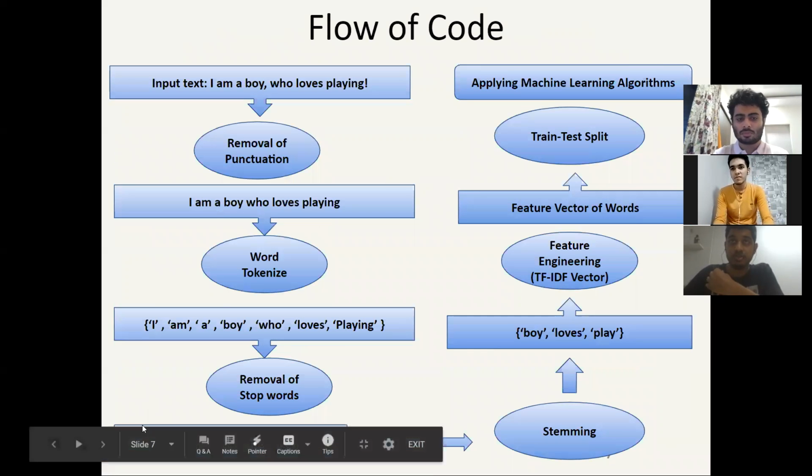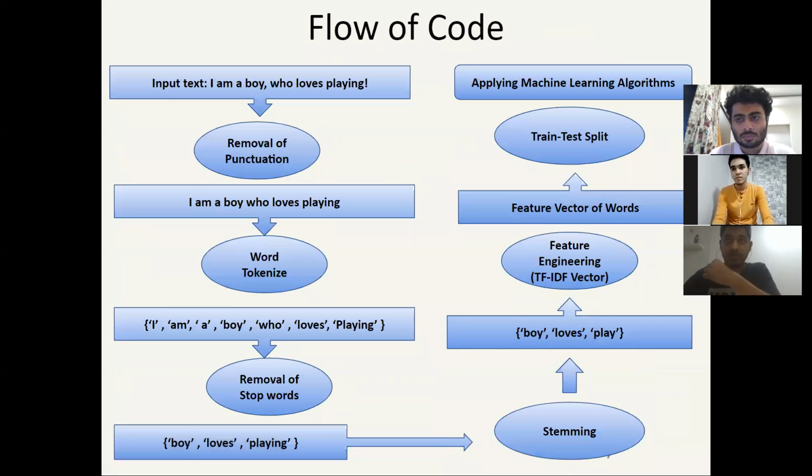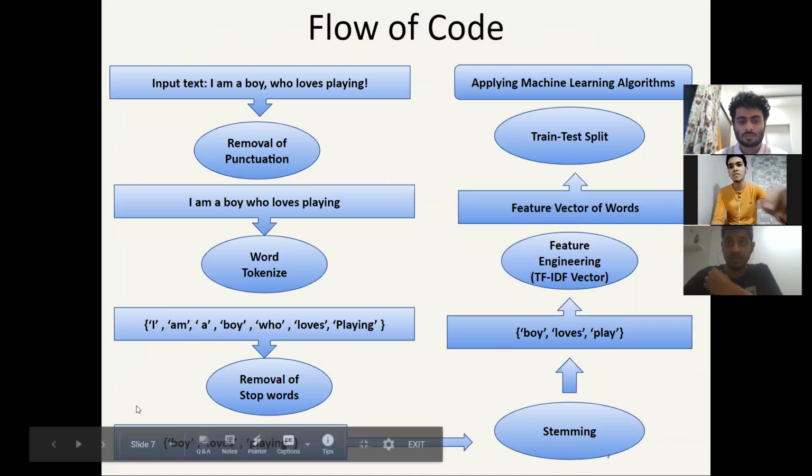And this is the flow of code where, for example, if we have a text, "I am a boy who plays!," which has an exclamation mark and a comma, we go through removal of punctuation, then we tokenize the words and return a list, following which we perform this operation on the list elements. And then we perform stemming and lemmatization and other text normalization techniques. And then we use feature engineering to construct the required TF-IDF, term frequency inverse document frequency, vector, and use the training testing split for applying it to the machine learning algorithms.